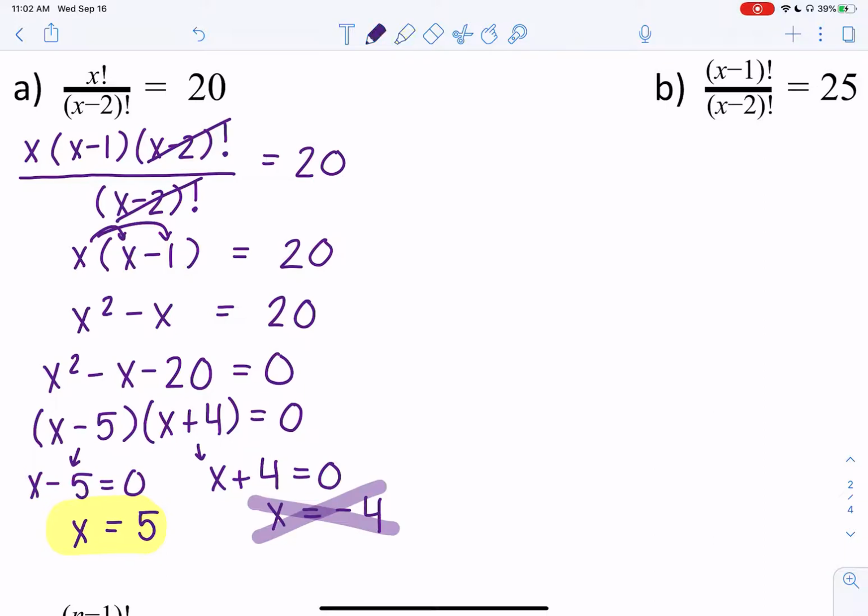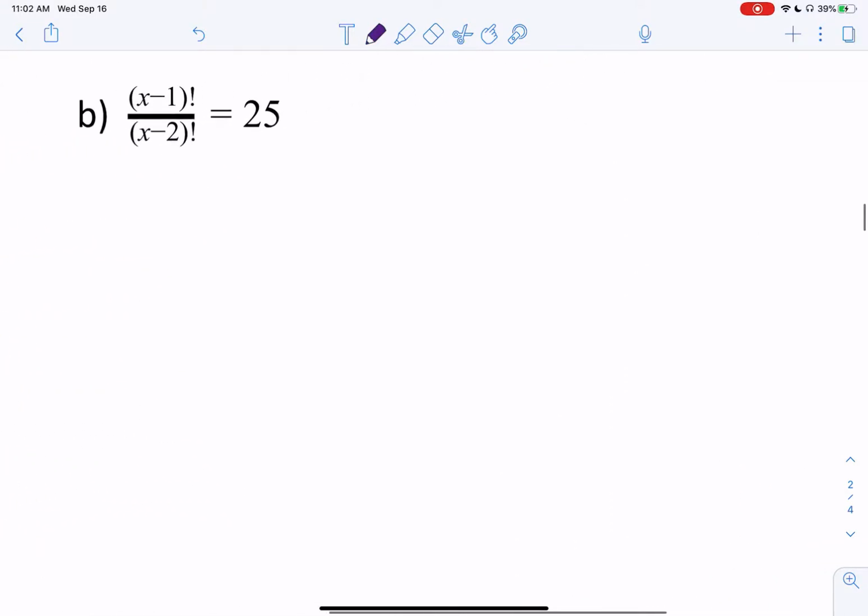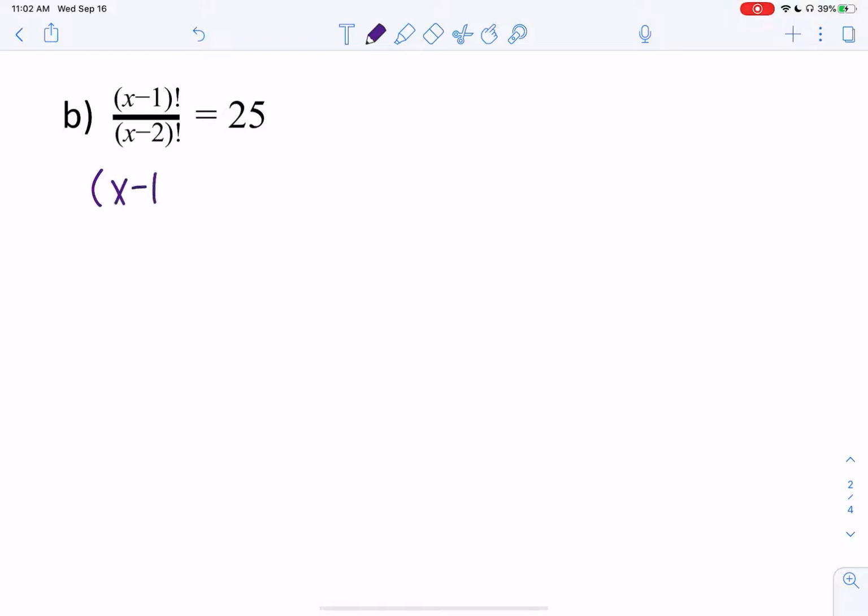It's a little bit different. So B has x minus 1 factorial over x minus 2 factorial. So again, I'm going to start by expanding my numerator. So I start at x minus 1, and then from there, I'm going to subtract 1 again. So I get x minus 2, and I'm going to leave that one as the factorial because I have an x minus 2 factorial in the denominator.